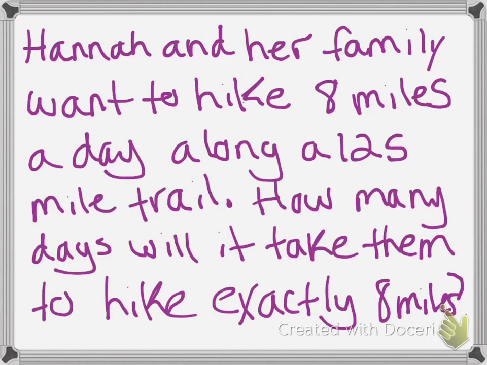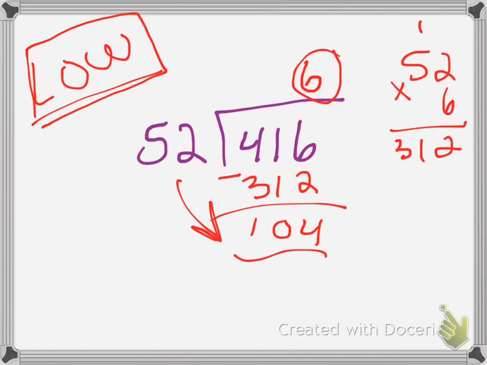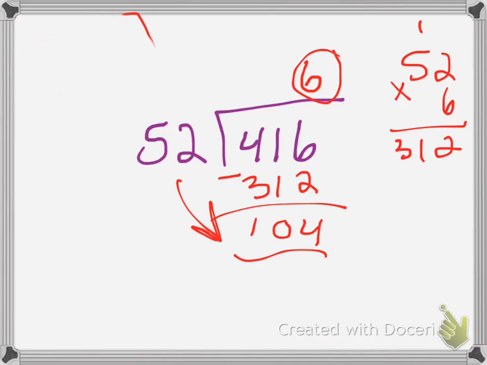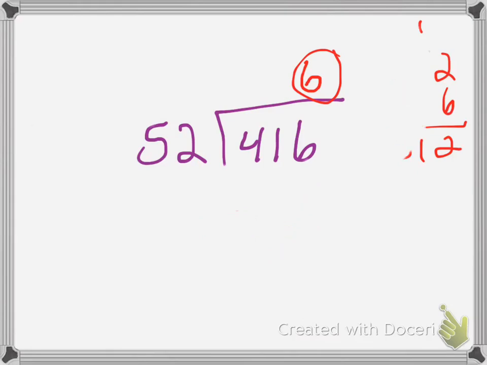Let me get back here. So what I want to do for this one is take away my work. Now that we know that 6 is too low, about 52 could go into the leftover about 2 more times. I'm going to start with 8.